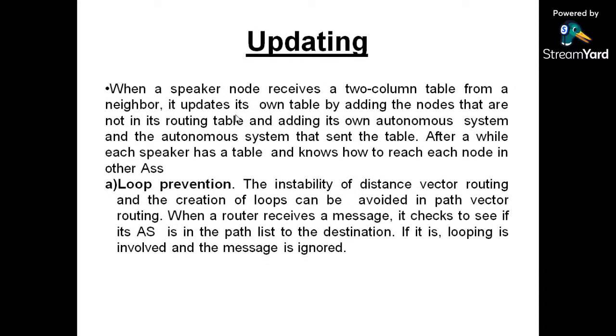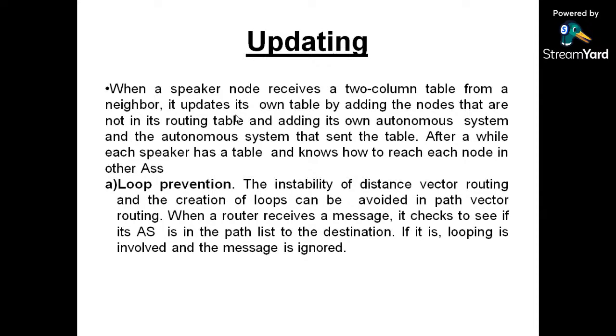Now the third part is updating. When a speaker node receives a two column table from a neighbor, it updates its own table by adding the nodes that are not in its routing table and adding its own autonomous system and the autonomous system that sent the table. After a while each speaker has a table and knows how to reach each node in the other autonomous system.